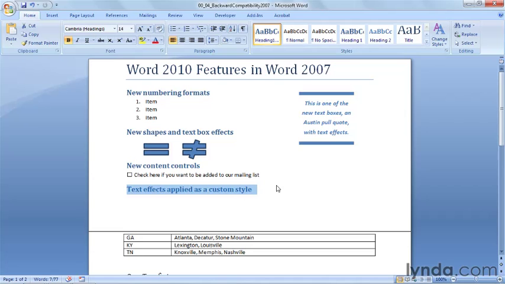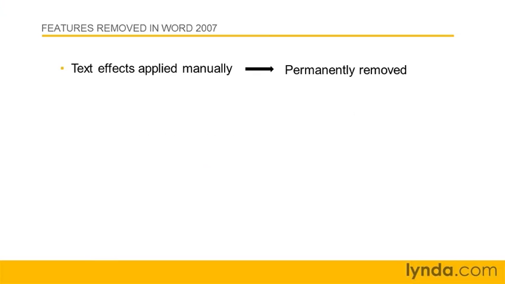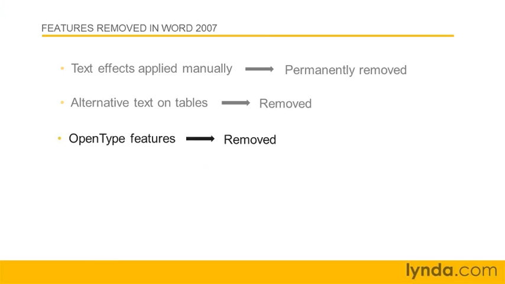Let's take a look now at what happens with the effects from Word 2010 that are removed. As I noted before, any text effect applied manually that's not reflected in a style will be permanently removed when the document's opened in Word 2007. Yet another great reason to use styles. Alternative text on tables is removed. Open type features are removed because they're not supported in Word 2007.